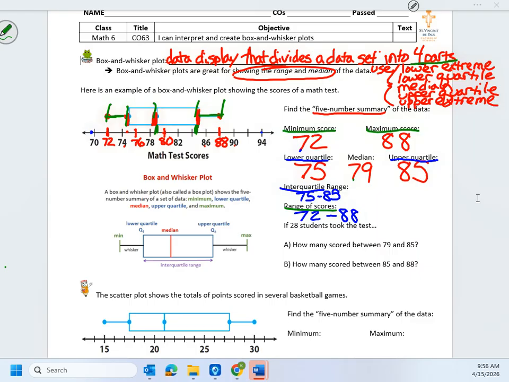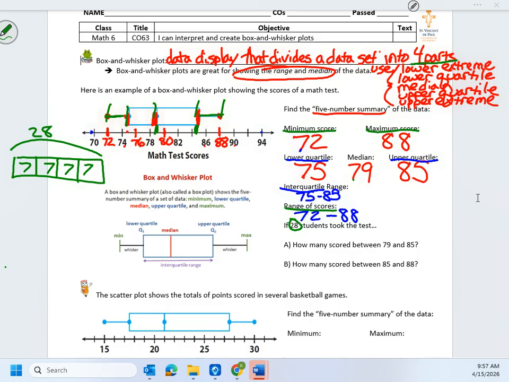If I know that there's 28 students who took the test, and remember I told us this is like our bar graph, if I have 28 students taking the test, how many students are going to be in each section? Michael? 7. How did you get 7, Michael? 28 divided by 4 is 7. There are going to be 7 students, 7 scores in each section, equal scores.